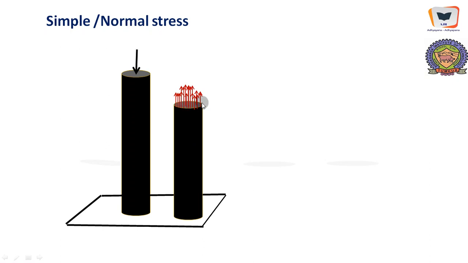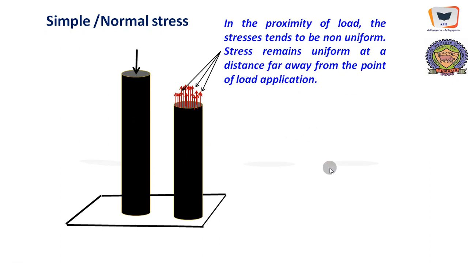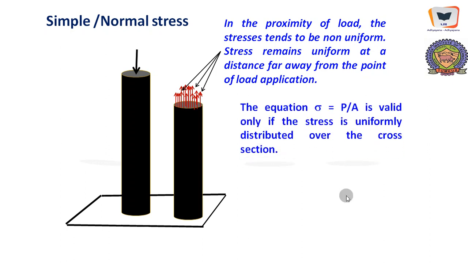The stress is non-uniform because we have taken a section very near to the applied load, and in the proximity of the load, the stresses tend to be non-uniform. Stress remains uniform at a distance far away from the point of load application. That means the equation sigma equal to P by A, that is load divided by area of cross section, is valid only if the stress is uniformly distributed over the cross section.